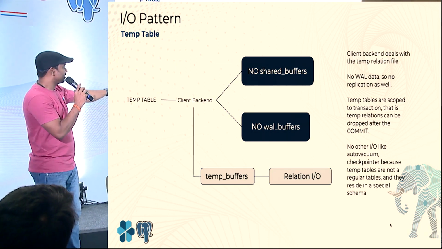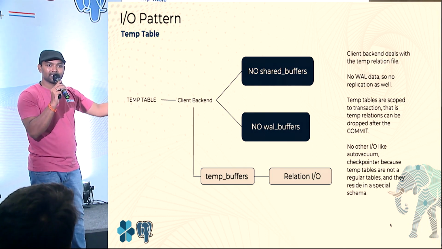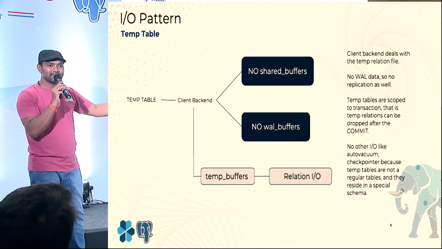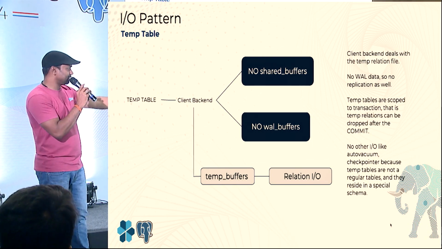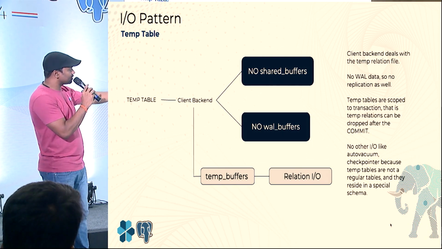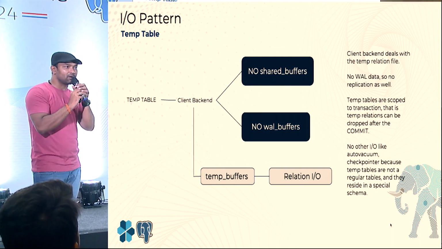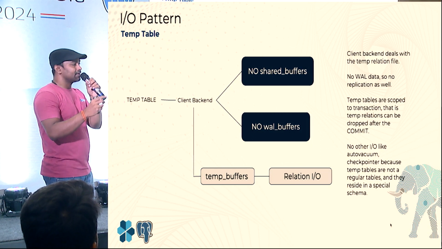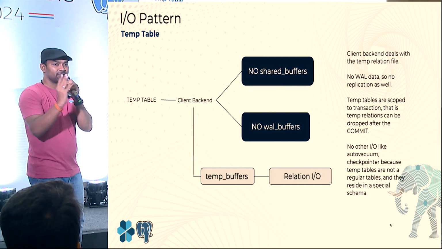And one more thing, on temporary tables there won't be any autovacuum, there is no checkpoint, nothing. It would be unnecessary I/O because the table is only created for that session. Autovacuum and checkpoint don't trigger on temp tables. So with temp tables you can always assume it's pure I/O happening in the DB from your client backend.